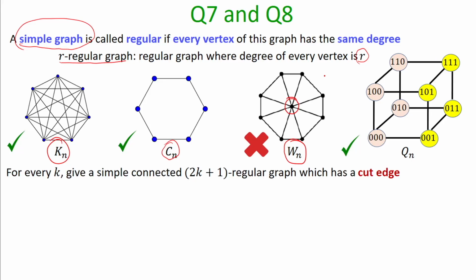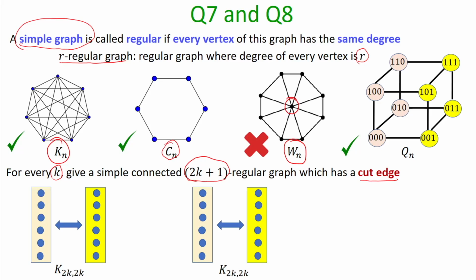Now, what we have to do in question 8 is the following. You are given a value of k. Given the value of k, you have to draw a simple regular graph where the degree of every vertex is 2k plus 1 such that the graph has a cut edge. You have to give the construction of a general graph.